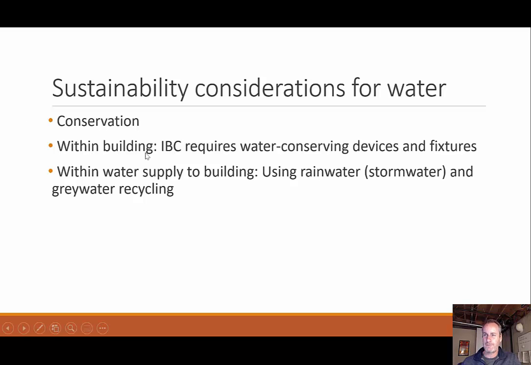Within the building, if we talk about sustainability, the International Building Code requires these water conserving devices and fixtures, like I said. Within the water supply to the building, there are some instances where you can actually recycle rainwater or stormwater or gray water, right? So there are opportunities to recycle this water. Gray water is water that's coming out of the house that doesn't have the solid particulates.